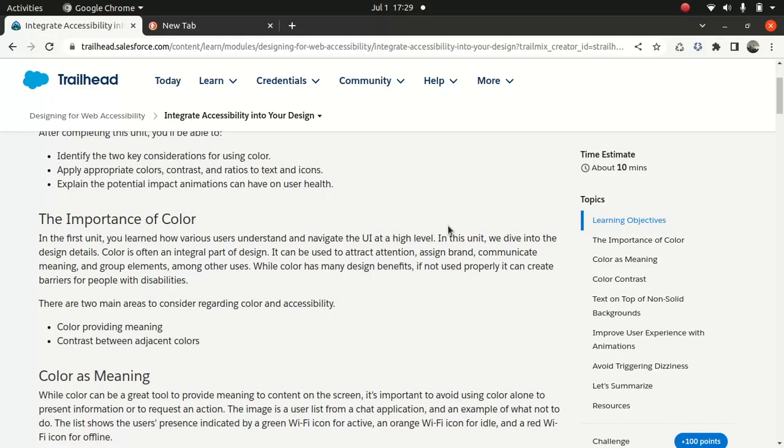So, in the last episode, I spoke about designing for web accessibility. In this episode, I'm going to extend a bit more on that concept, and we're going to talk about color and other aspects. Now, when you're designing a web page, there are a few things you need to consider.